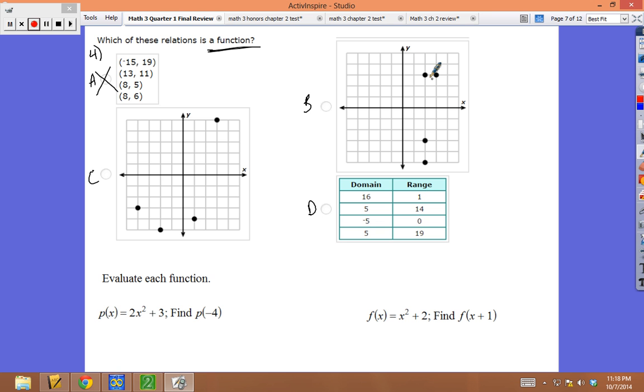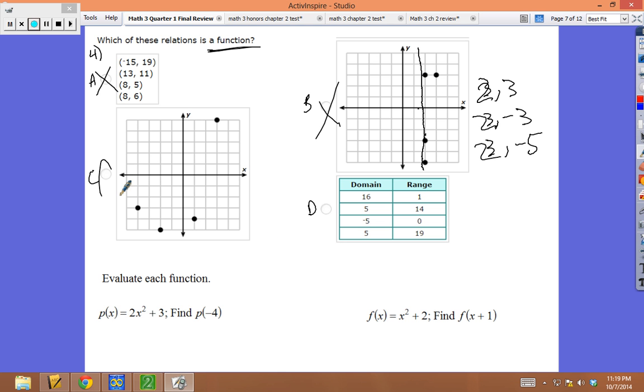B is no good because of the vertical line test. This 3 is giving me an answer of 3, and then 3 gives me an answer of negative 3, and then 3 gives me an answer of negative 5. So if I go over, oh, it's not 3, I guess it's actually 2. If I go over 2 and up 3, but then over 2 and down 3, and then over 2 and down 5, if you draw a vertical line and it goes through more than one dot, that's describing something impossible.